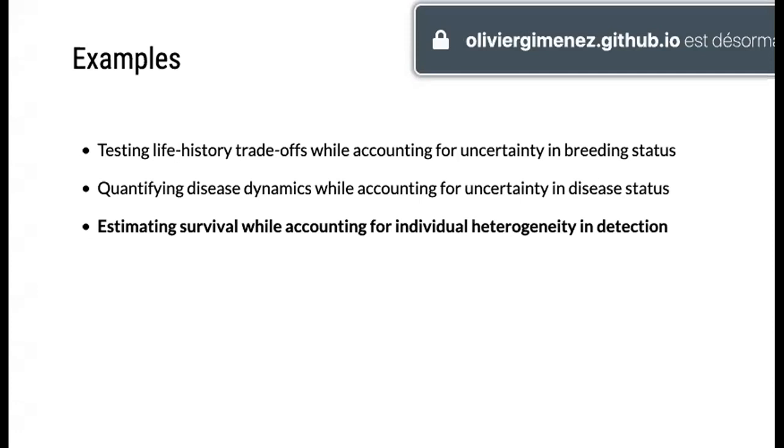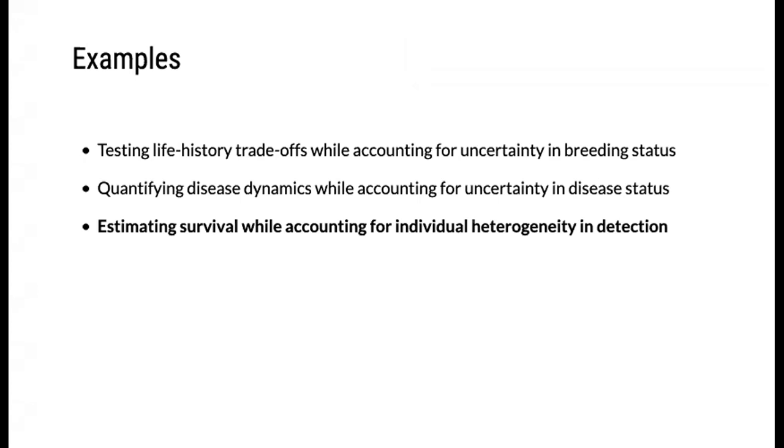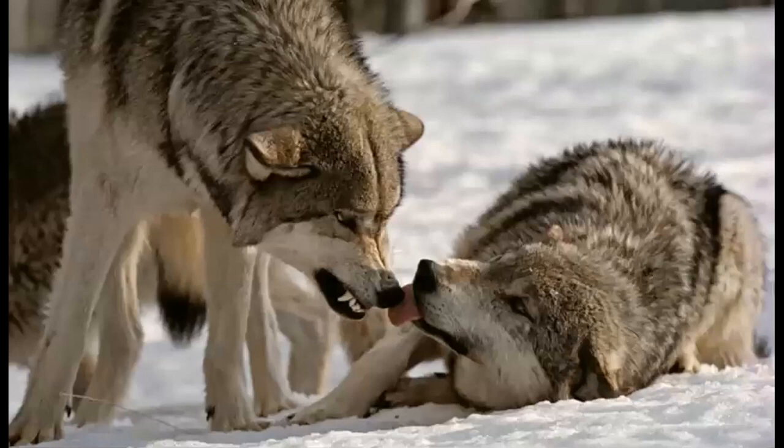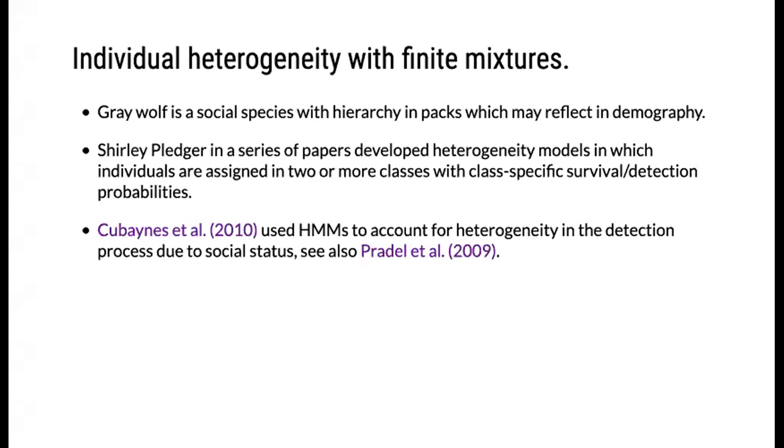So the last example is about individual heterogeneity and how to account for it with HMMs, hidden Markov models, and capture-recapture data. As an example, we'll work with gray wolves. It's a social species with a hierarchy in packs, which may be reflected in the species' demography. Dominant individuals tend to use a path more often than others, and these paths are where we look for scats. We do genetics to identify them individually, and by doing so, some heterogeneity is created in the detection process, in the observation process. So how do we account for that?